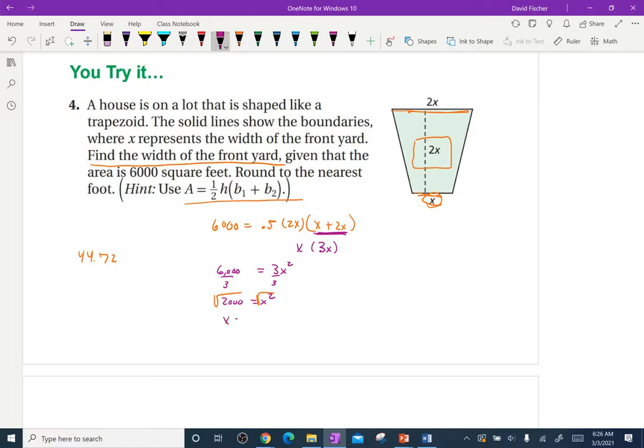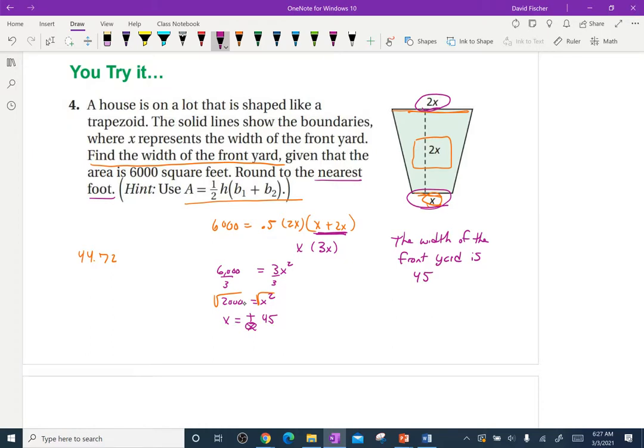So now really that's x equals plus or minus 44.72. They said round it to the nearest foot, which would be 45. Now again, we can't have a negative measurement, so I want to throw that out. And x equals 45, and that's really what they asked me to find, the front of the yard. If they asked me to find the back of the yard, then I would put 45 times 2. But they're asking here, what's the width of the front of the yard? 45 feet. And make sure you put units.